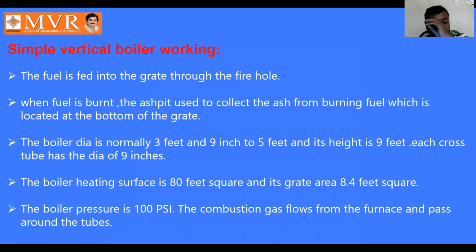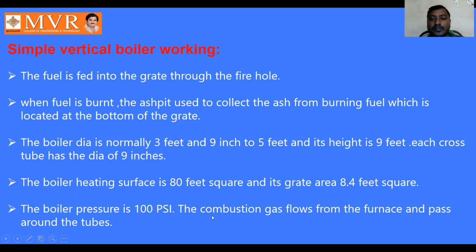Here the boiler diameter is normally 3 feet 9 inches to 5 feet, and its height is 9 feet. Each cross tube has a diameter of 9 inches. The boiler heating surface is 80 square feet and its grate area is 8.4 square feet. The boiler pressure is 100 psi.